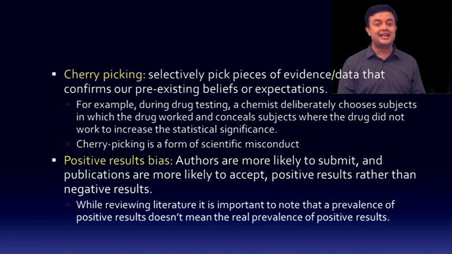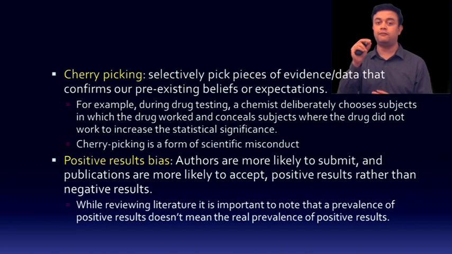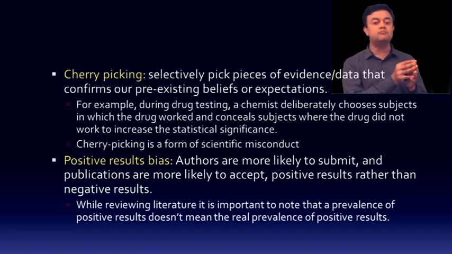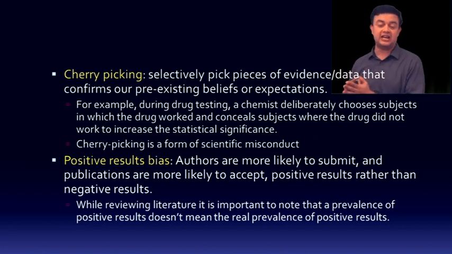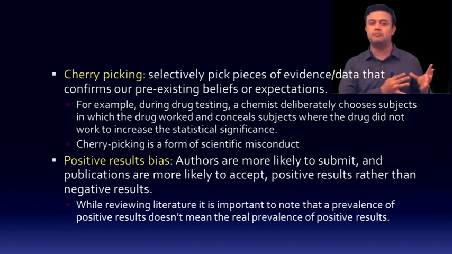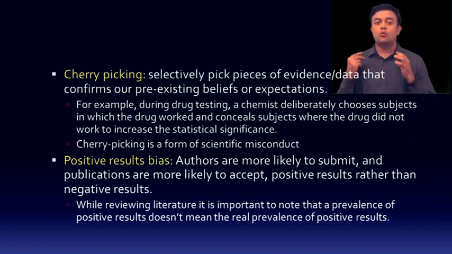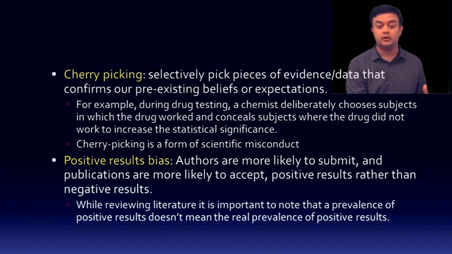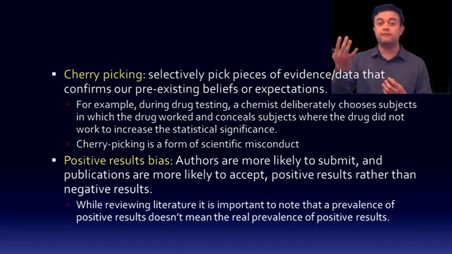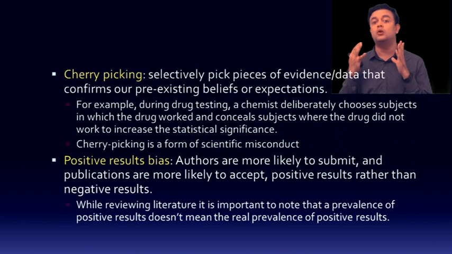Cherry picking, what is that? It's selectively picking pieces of evidence that confirm your pre-existing beliefs or expectations. So in a way, cherry picking is something like a confirmation bias. One example is that during drug testing, a chemist deliberately chooses subjects in which the drug worked and conceals the subjects where the drug did not work, to increase the statistical significance. For example, if the drug worked in 8 out of 10, he simply said that he tried only 8 patients.